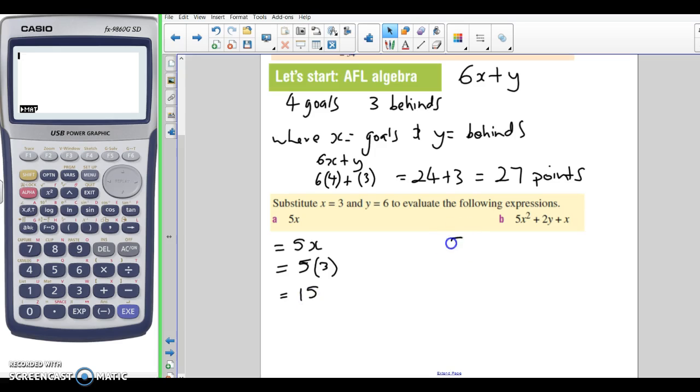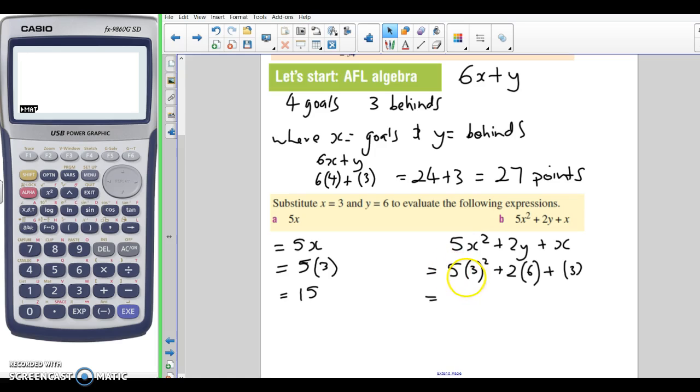This one that we've got here is 5x squared plus 2y plus x. This one's a little bit more complicated. So we've got 5, and instead of x, we're going to put in a 3. Sorry, that's squared. And then we've got 2, and instead of y it's going to be 6. And instead of x, we're going to put in a 3. Okay? So let's evaluate these or expand them.